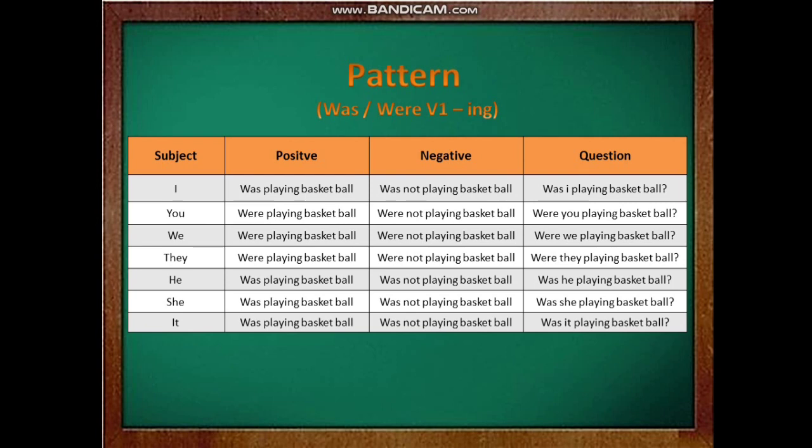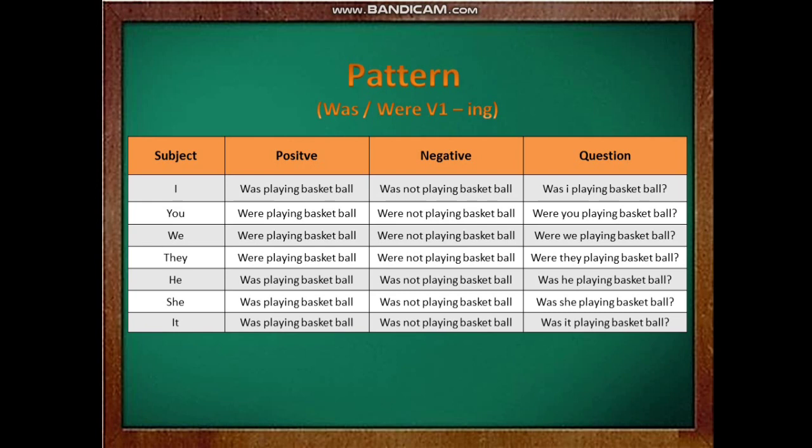Those are the to be. So was is for singular like I, he, she, it, and were for plural, so more than one, so we can say you, we, they. As an example here, I was playing basketball. You were playing basketball. Just simple.